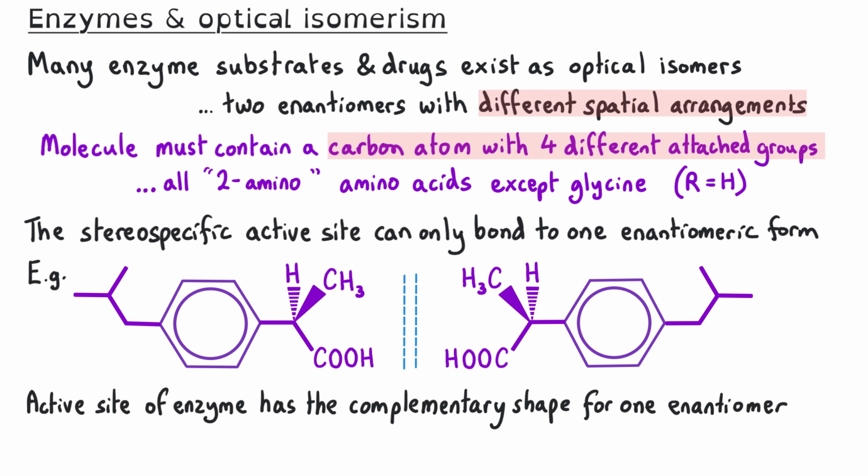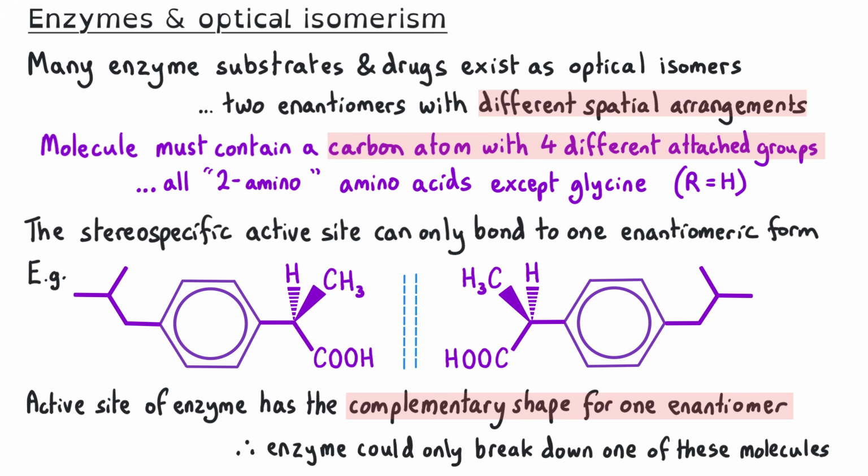And so, the active site of the enzyme that interacts with this chemical will have the complementary shape to match one of the enantiomers, but not the other. And therefore, the enzyme could only break down one of these molecules. And this shows how finely tuned biological systems are. A small change in optical activity can be the difference between a reaction working perfectly or not happening at all.